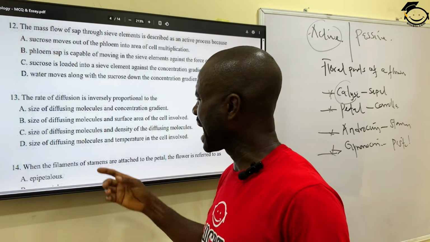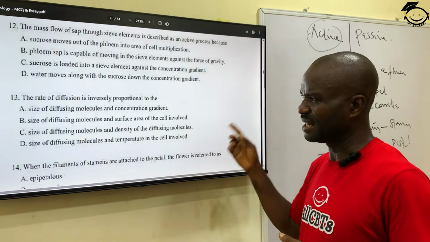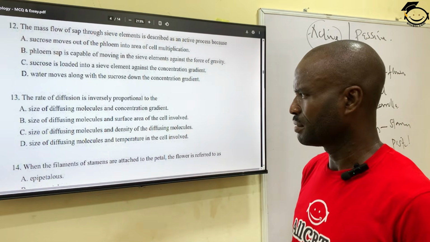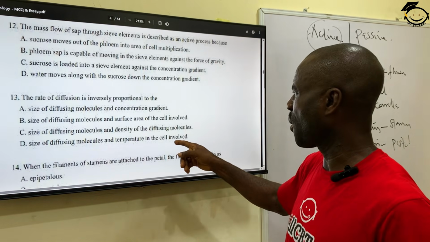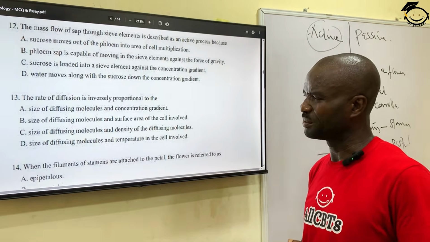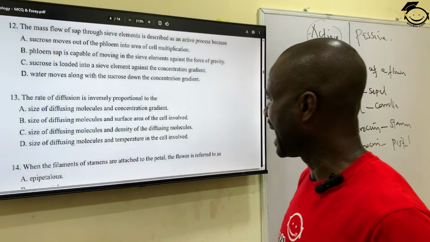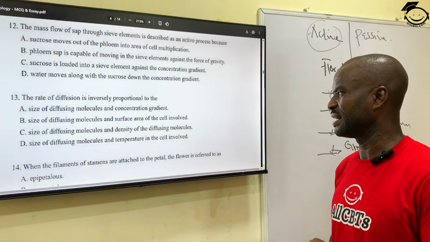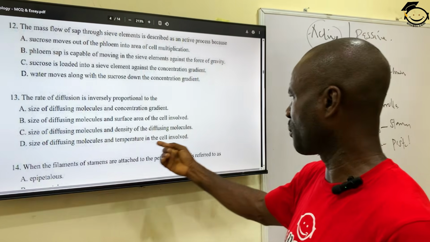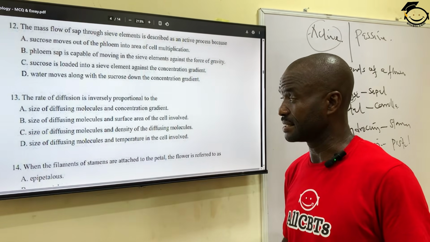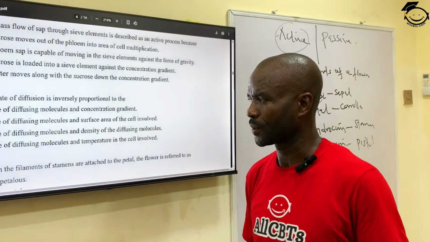B, the size of diffusing molecules and surface area of the cell involved. C, the size of diffusing molecule and density of what? The diffusing molecule. Then the last option, D, the size of diffusing molecules and temperature in the cell involved. The correct answer is size and what? Density. The size and density. So the correct answer is C.